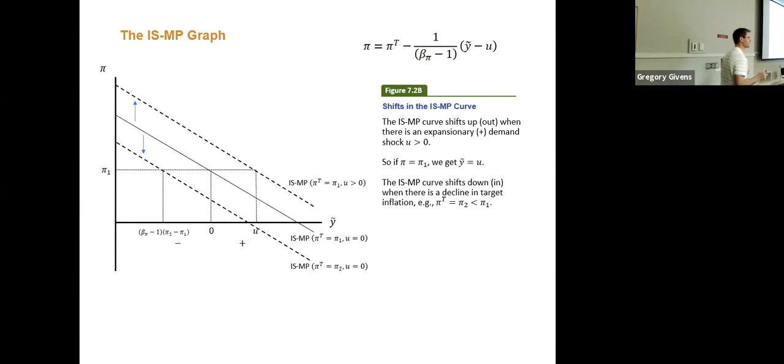Okay, do you guys have any questions then about this? So this kind of fully characterizes the demand side of the model. When you're graphing these on your own, be very careful about labeling the axes and then labeling this correctly. So it's the ISMP curve, but it's for given values of target inflation and the demand shock. If any of those change, you need to be able to show me that on the graph.